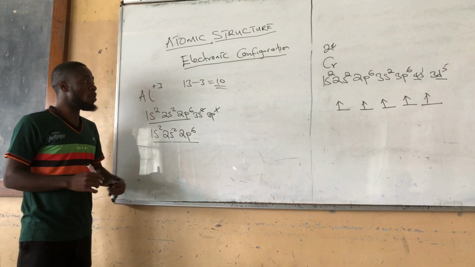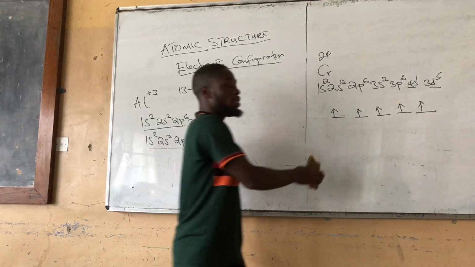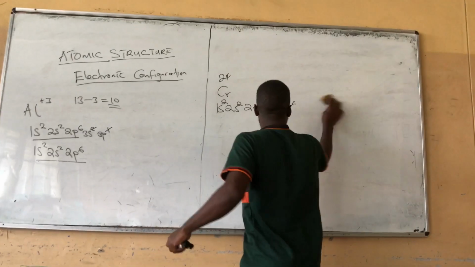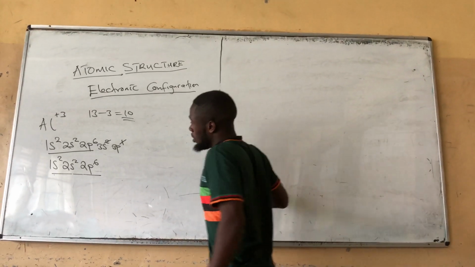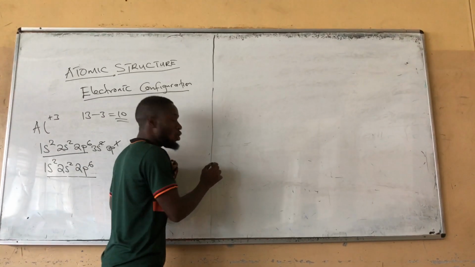So how do you draw the orbital diagram for this? The easiest method to draw the orbital diagram is this. And this one is direct here. So you start from the lowest energy level.